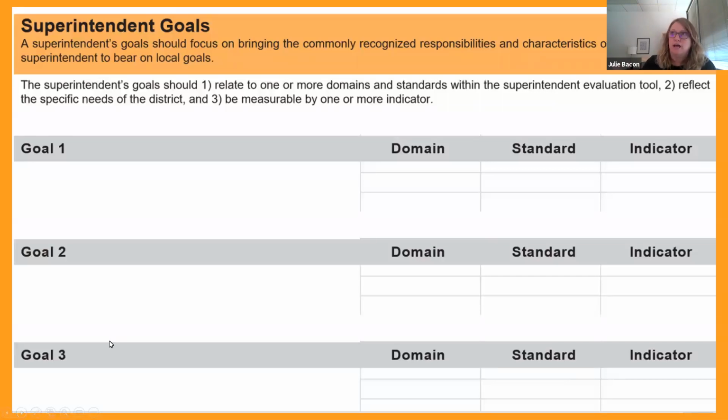So this is a snapshot of what the goal areas look like. You can see that we have an opportunity for superintendents to identify the domain, standard, and indicator that each of the goals relates to, which we thought was really an important part, because sometimes it's hard for board members to know, well, that's a good goal, but how does it relate to this tool that I have to fill out, this kind of quantitative tool that I have to complete. So we thought that was really important. And you can obviously have as many goals as you want. We've had 3 down, but certainly there can be more if that's something that a superintendent and board is interested in doing.